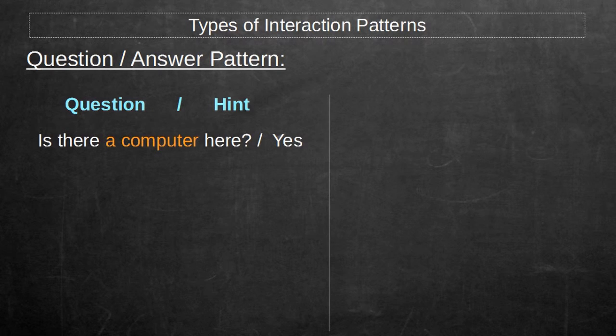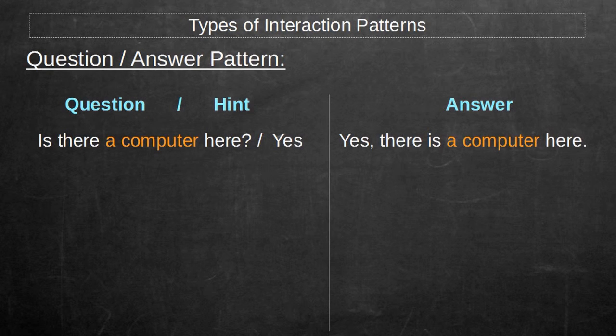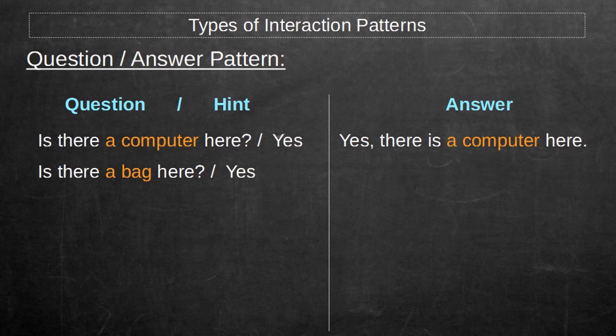Let's use the first example from above and turn it into a question-answer pattern. Is there a computer here? Is the question. The hint is yes, and the answer is yes, there is a computer here. The question and the hint are written on one side of the flashcard, and on the other side, the answer is written. Is there a bag here? Yes. Yes, there is a bag here.